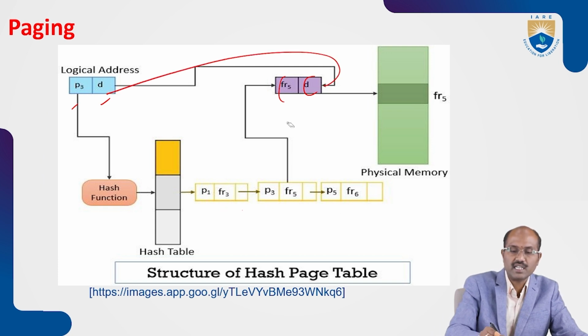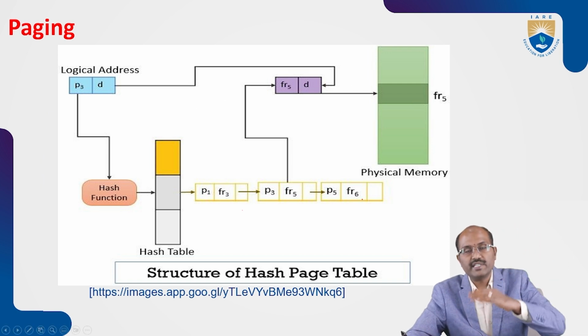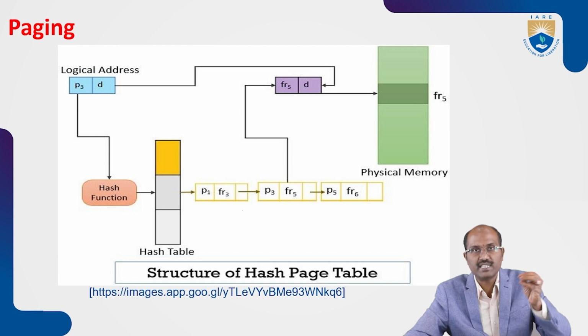So this is the structure of the paging technique in the hashing table scenario. This is the hash page table manner, the hash table structure. The hash table structure has a linked list fashion. That linked list has a node and an address part. That address part is referred to the next node, and it keeps on mapping the logical address and physical address.